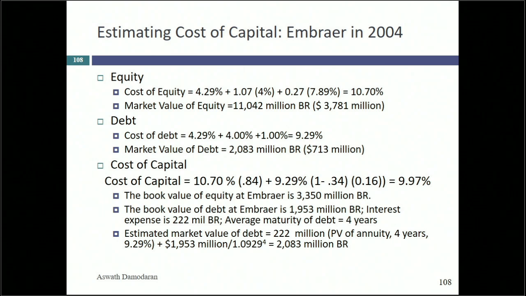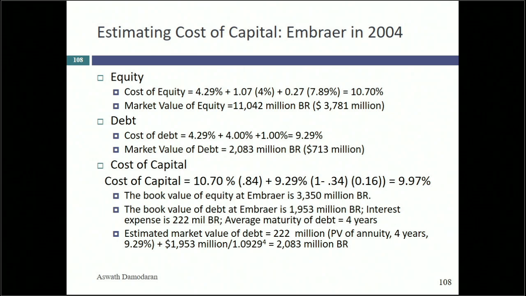You ready? We're going to take all of the debt on a balance sheet and treat it like a bond. In the case of Embraer, their book debt was $1.95 billion. So think of that as a gigantic bond with a face value of $1.95 billion. The interest expenses were $222 million. Let's think of that as a coupon. And the average maturity of this debt was about 4 years. Right? So think of this as a 4-year bond with $222 million in coupon for the next 4 years. That's the present value of an annuity. Plus $1,953 million as the face value, and that's going to come in at the end of the 4th year, all discounted back at the 9.29%, which is what they should be paying for the debt today. What I get as a present value is $2.083 billion. That's my market value of debt.